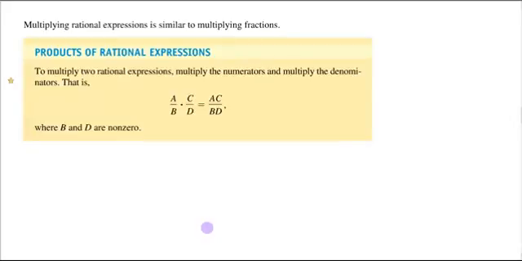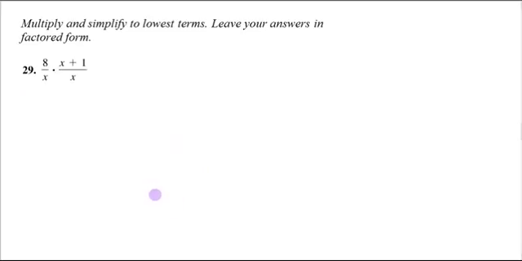Remember, you can only cancel factors, not terms. So if you want to be able to cancel, you need to make sure that these are factors, or that you turn it into factors by factoring. But never, ever, ever cancel things that are being added and subtracted. It'll get you into trouble quick. Multiplying rational expressions is similar to multiplying fractions. So here, to multiply two rational expressions, we multiply the numerators and multiply the denominators. That is, if I have a over b times c over d, then I multiply straight across, ac and bd. And of course, b and d are non-zero. Multiply and simplify to lowest terms, and leave your answers in factored form.